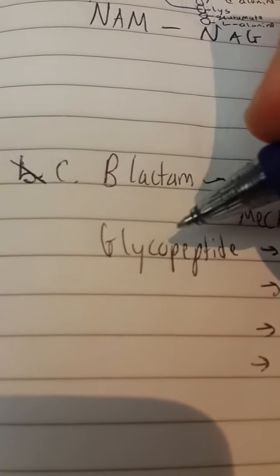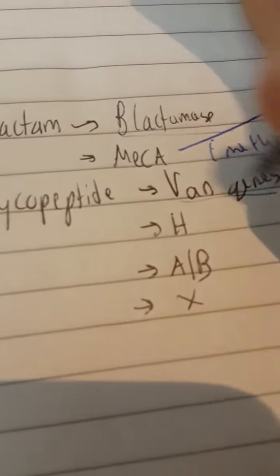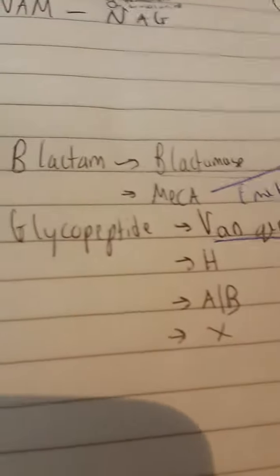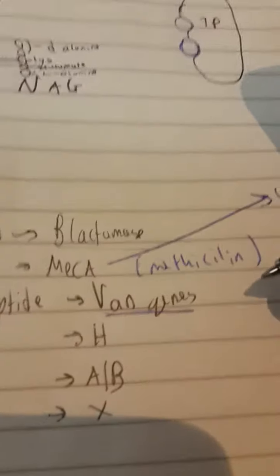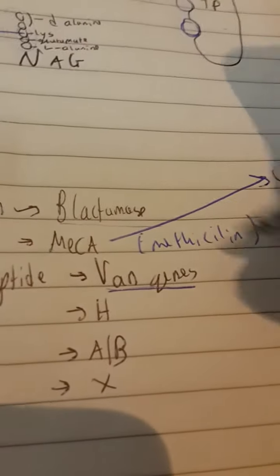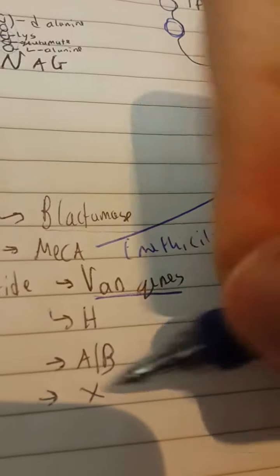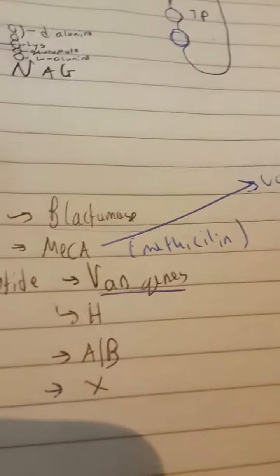As for glycopeptides, resistance mechanisms are based on van genes, and van genes are genes that are activated in bacterial cells when they come into contact with glycopeptides. The first van genes to be activated are VanR and VanS. VanR and VanS will then further go ahead to activate VanH, VanA or VanB, and VanX.